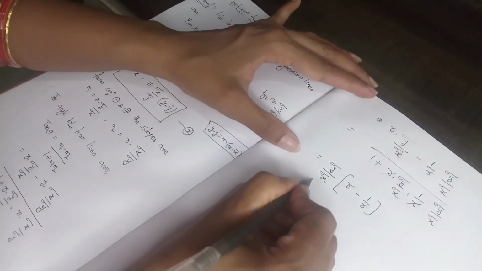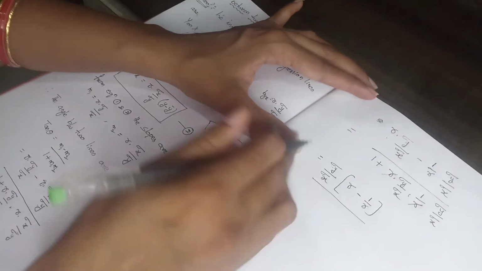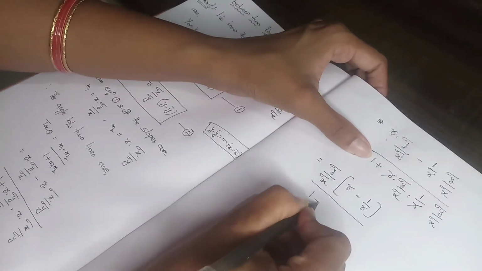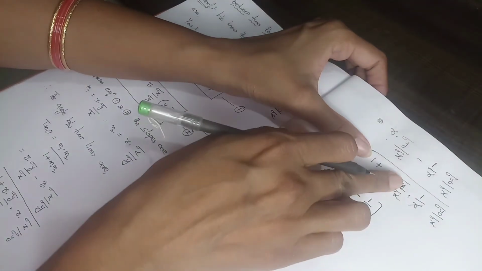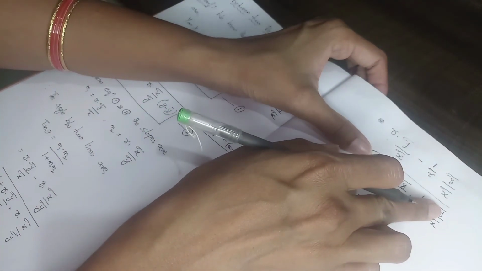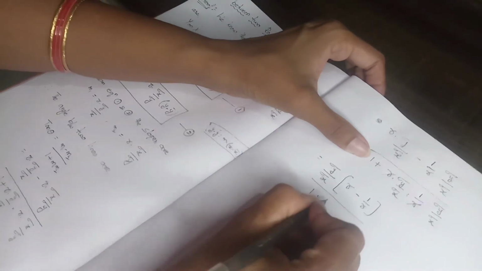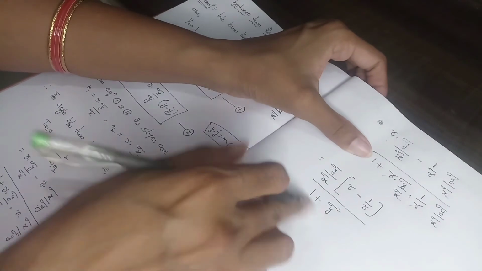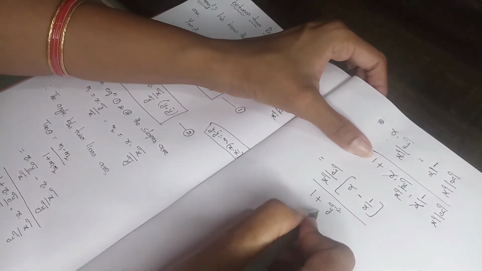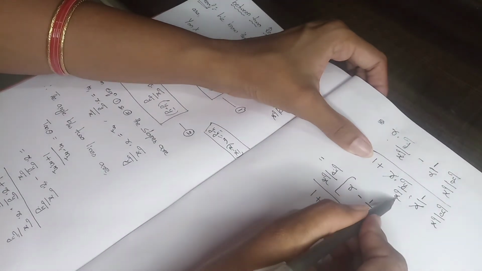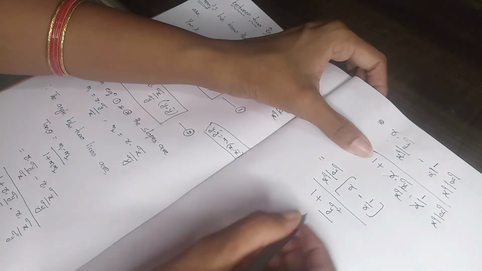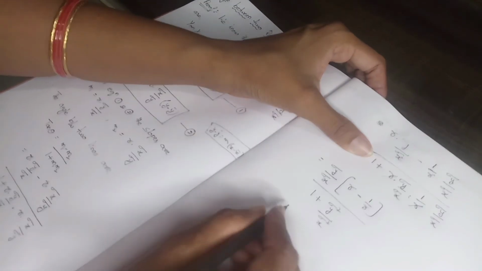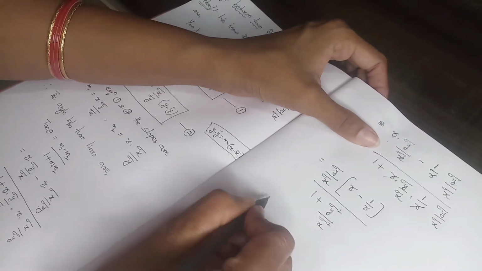In the same way, what will we write here? 1 plus standard deviation of y into standard deviation of y. So what will we get? Variance of y. That means square is nothing but variance. Here also standard deviation of x into standard deviation of x is nothing but variance of x.